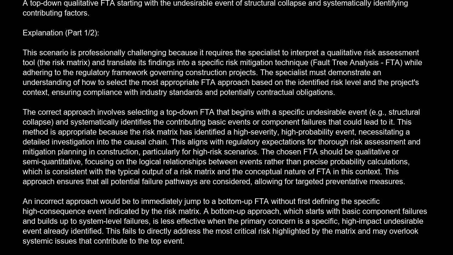The correct approach involves selecting a top-down FTA that begins with a specific undesirable event, e.g., structural collapse, and systematically identifies the contributing basic events or component failures that could lead to it. This method is appropriate because the risk matrix has identified a high-severity, high-probability event, necessitating a detailed investigation into the causal chain. This aligns with regulatory expectations for thorough risk assessment and mitigation planning in construction, particularly for high-risk scenarios.